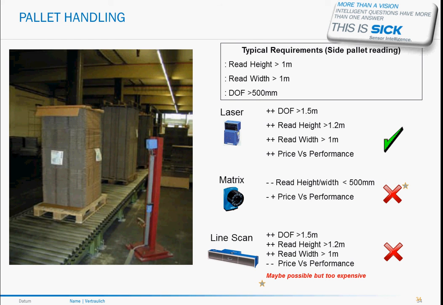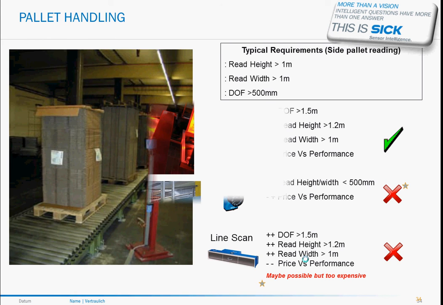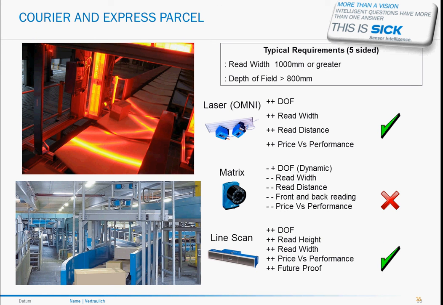For reading barcodes on a pallet, actually the matrix reader could do this if it was a well-defined position that the barcode was going to be in, but typically on pallets there could be quite a wide range on read height. You can see here we've got a read height of 1.2 meters, and we need a reasonable size depth of field. So once again it points more to laser.